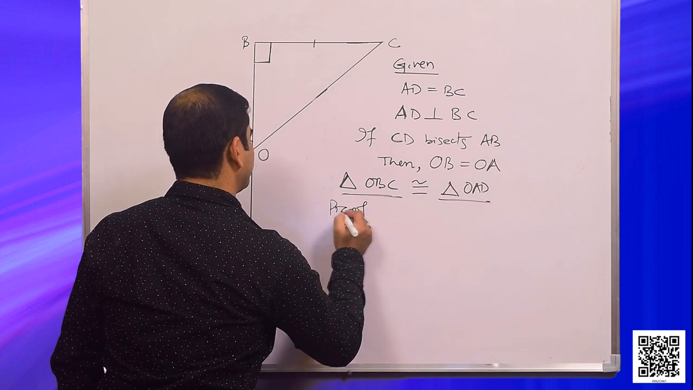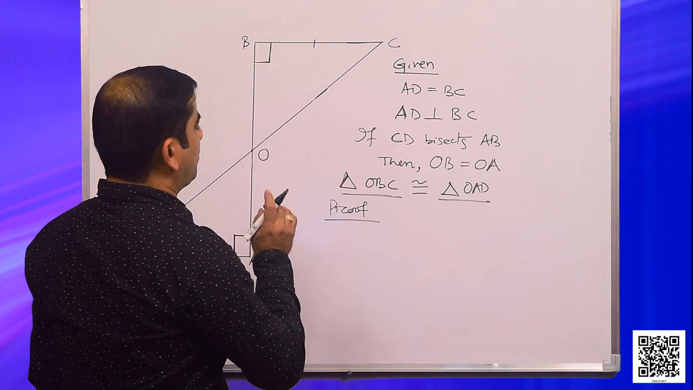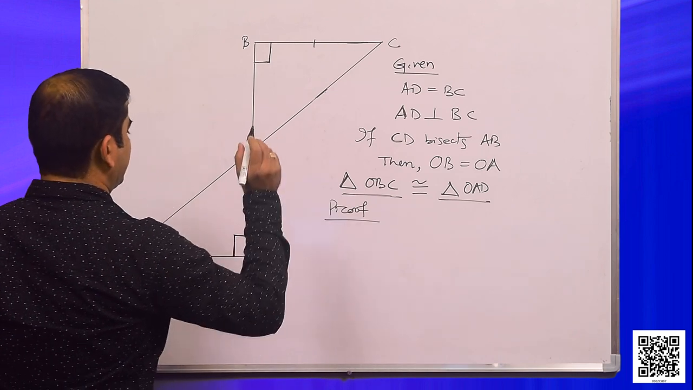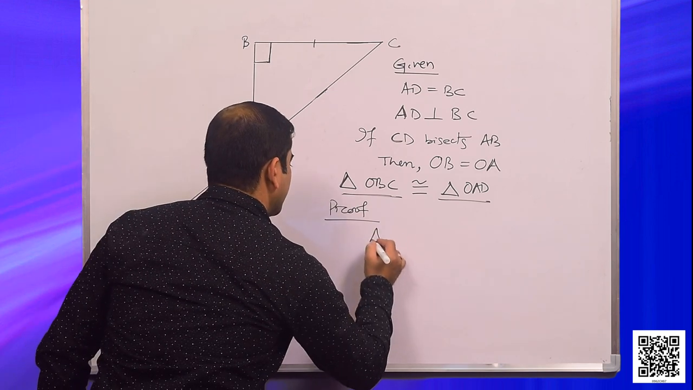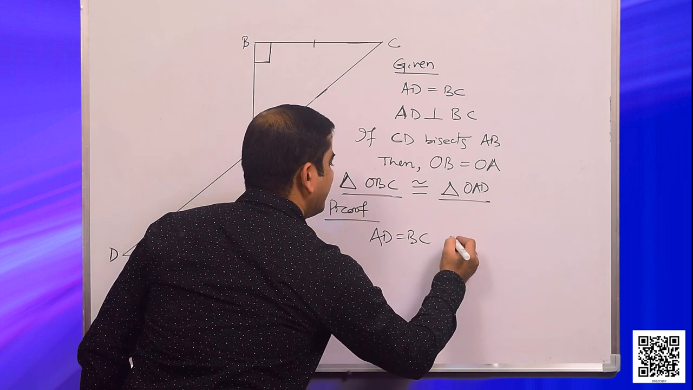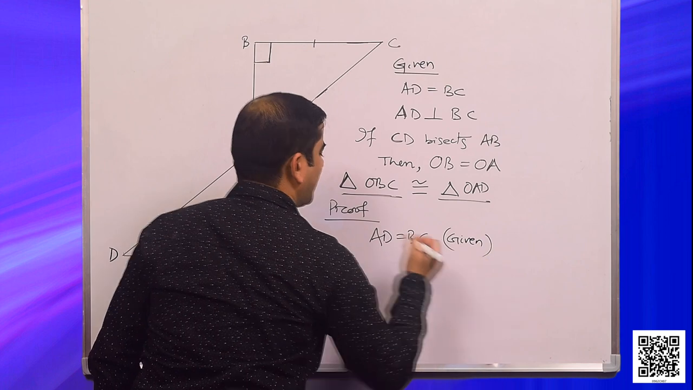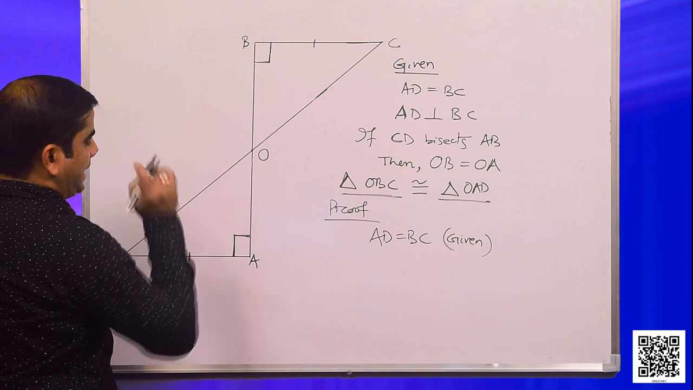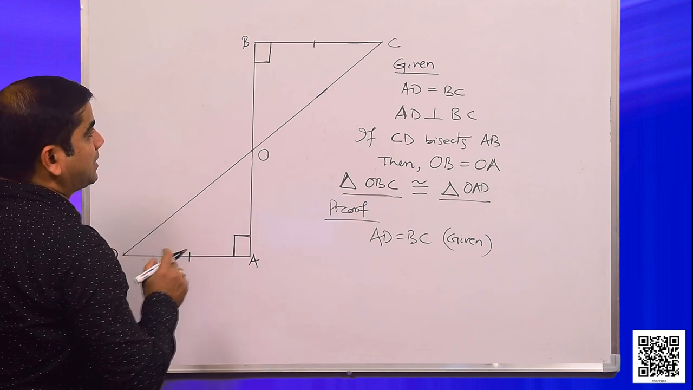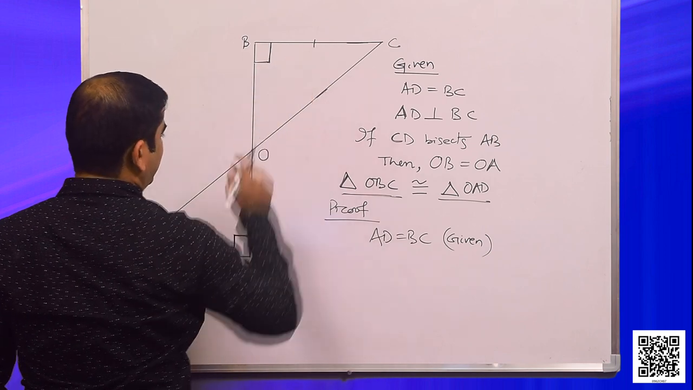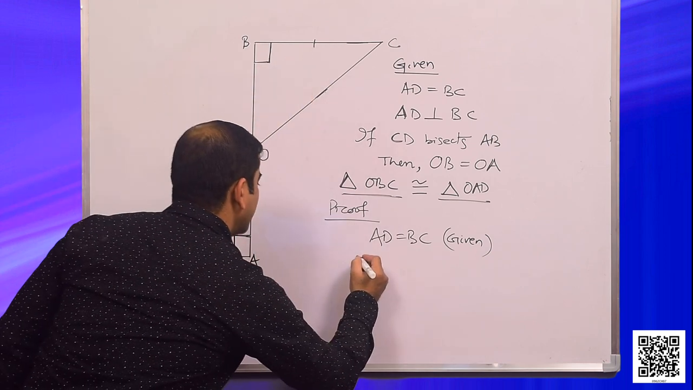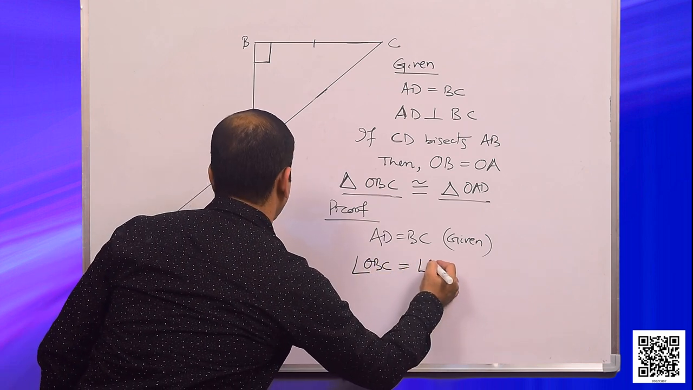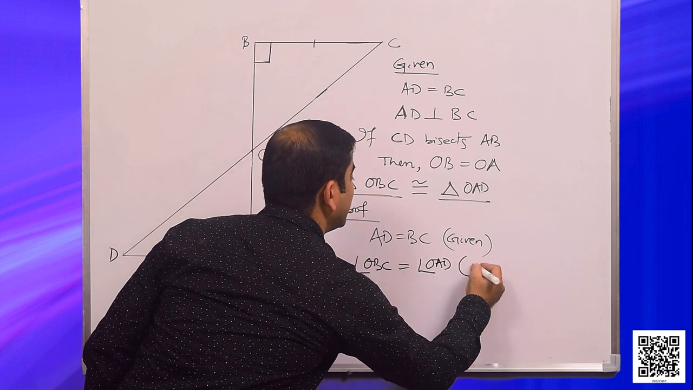Proof. So in triangle OBC and triangle OAD, we have given data AD is equal to BC, it is given. Okay. And they are perpendicular to each other. Okay. BC and AD are perpendicular to AB. That means angle OBC is equal to angle OAD. Why? They are right angles.